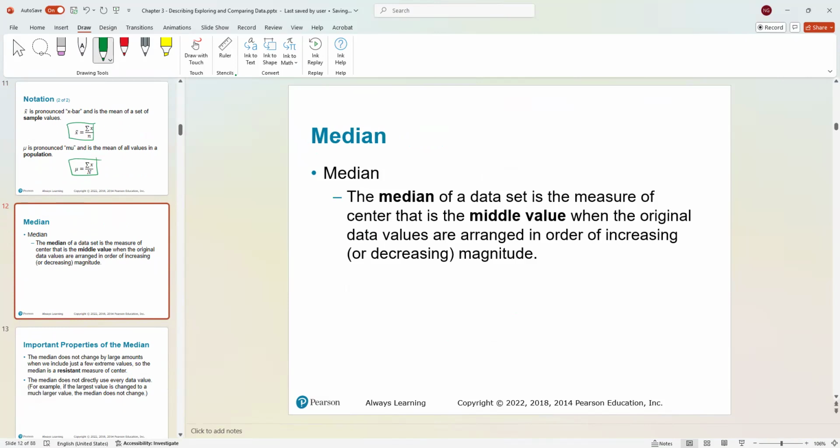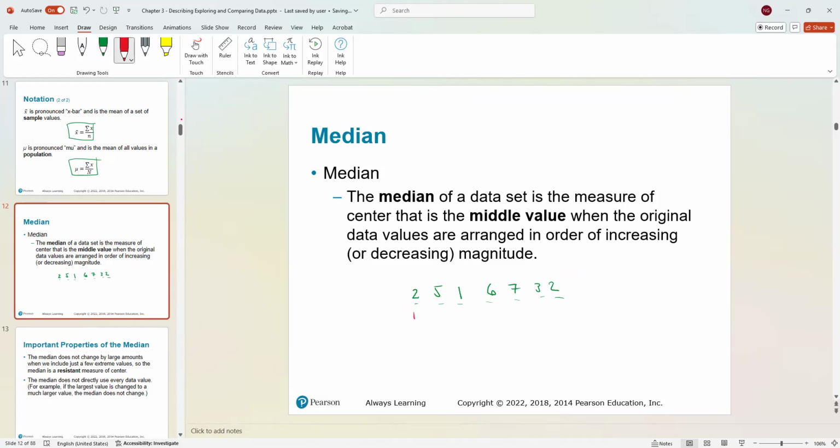The median of our data set, let's take the same example. Remember I showed you how to find the mean. Let's suppose we have the same data set of 7 values. The median is the measure of center that is the middle value when the original data values are arranged in order of increasing or decreasing magnitude. So you need to reorder your data, putting the smallest one first.